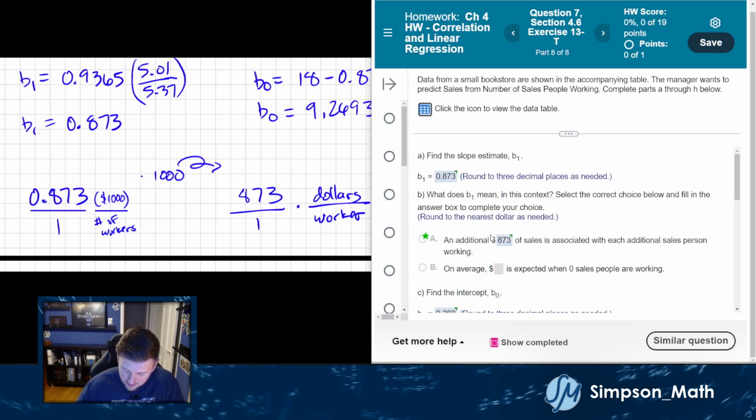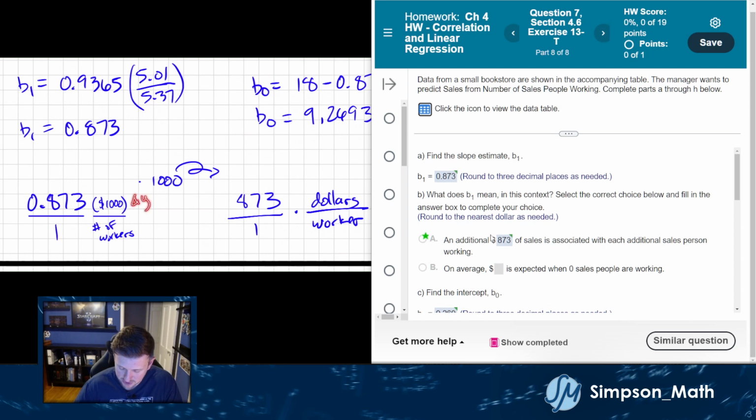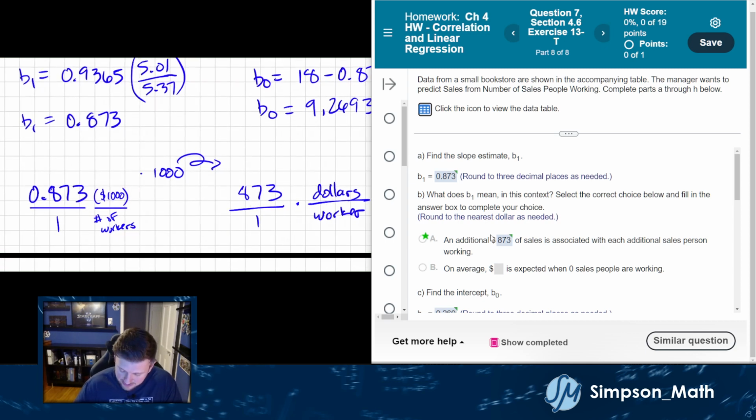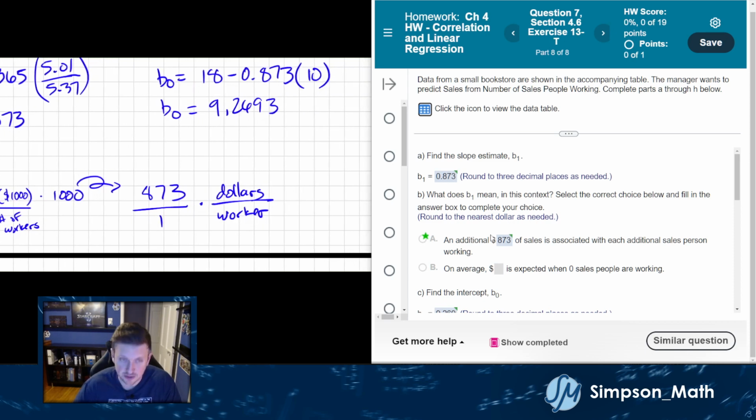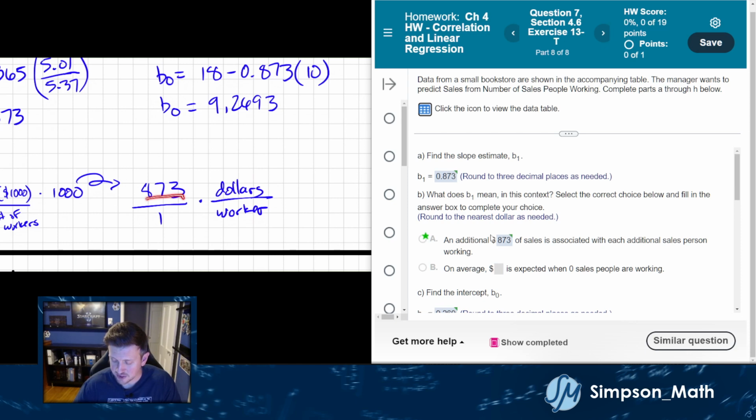Slope is rise over run. In our data, our y value is sales and our x value is number of workers, so it's the change in y over the change in x. The rise is dollars, the run is workers. I'm going to multiply this whole thing by 1,000 to get it to real dollars, because this is in thousands of dollars. When I multiply by 1,000, I get 873. So instead of thousands of dollars, it's just $873 for every one worker.